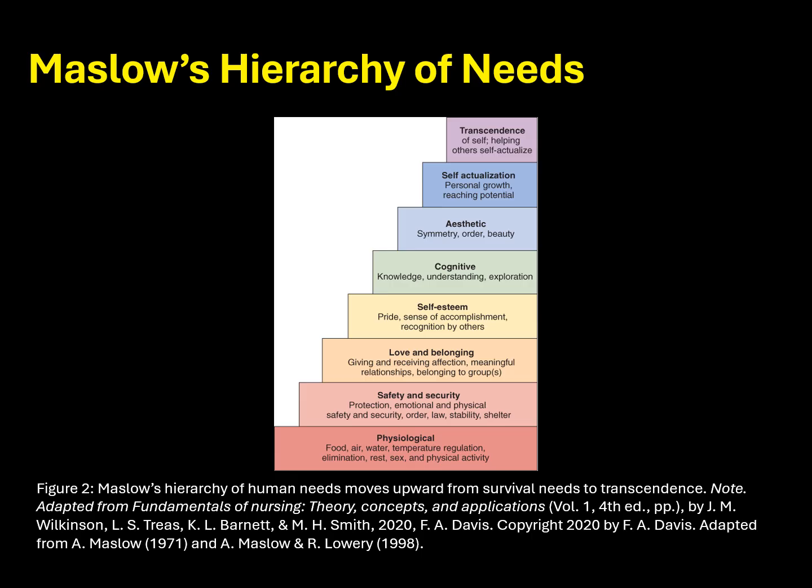Above that are cognitive and aesthetic needs. Patients want to learn, understand their condition, and experience beauty, order, and balance in their life. Providing education and promoting a healing environment supports these needs. At the top of the pyramid are self-actualization and transcendence. Self-actualization means reaching one's potential, such as personal growth or achieving a life goal. Transcendence goes even further, helping others achieve their potential or finding meaning beyond oneself.